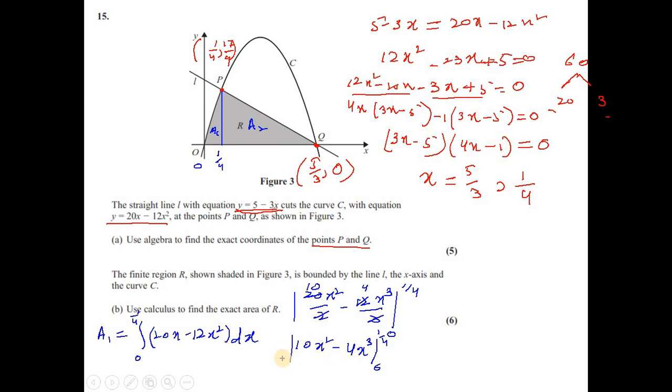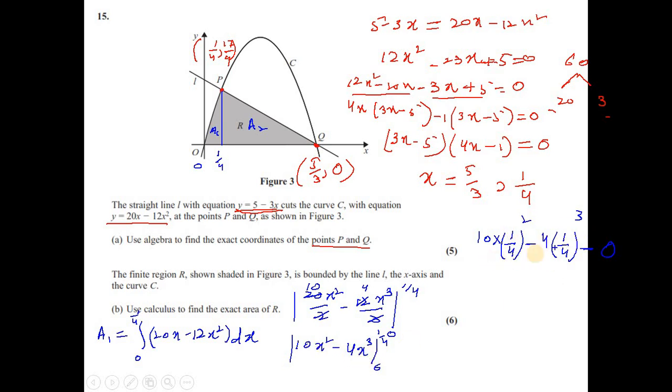And then you apply the limit. Once you apply the limit, upper limit minus lower limit. So your upper limit would be equal to 10 times x squared, and x is 1 by 4, squared. Minus 4 times x cubed, which is 1 upon 4 whole cubed. Upper limit minus lower limit. Lower limit is 0, so it's gone because x is 0. You don't need to write this expression.